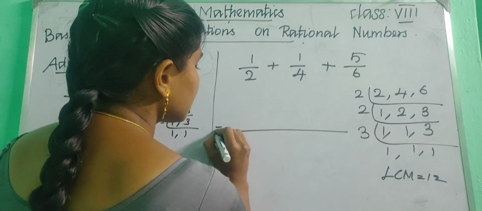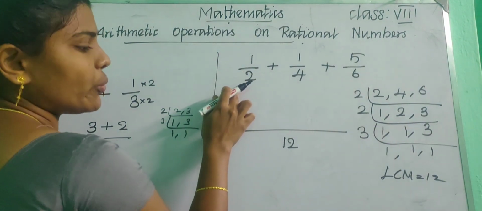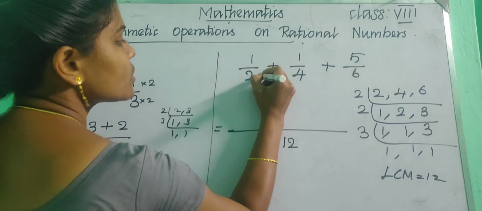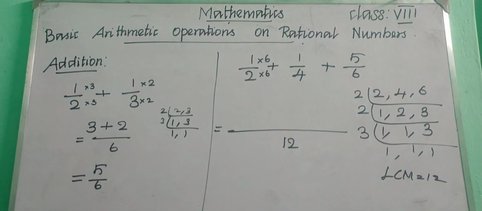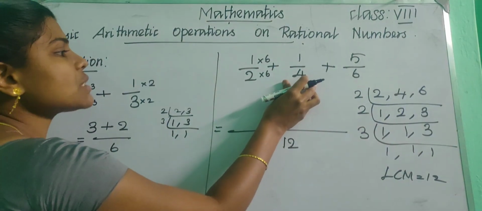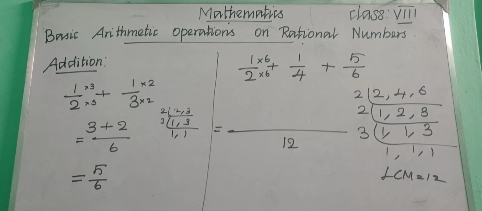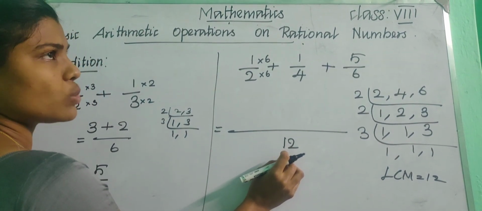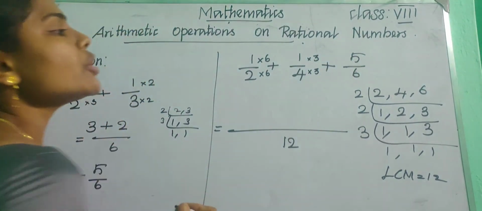Okay. So we are having the denominator as 12. Just first of all, see we are having 1 upon 2, right? So what will be multiplied with this 2 to get 12? 6 2s are 12. So that we need to multiply 6 in the numerator as well as in the denominator. Okay, children. So see. The next rational number is 1 upon 4. So what will be multiplied with this 4 to get 12? 3 4s are 12, right? So that we need to multiply 3 in the denominator as well as in the numerator.